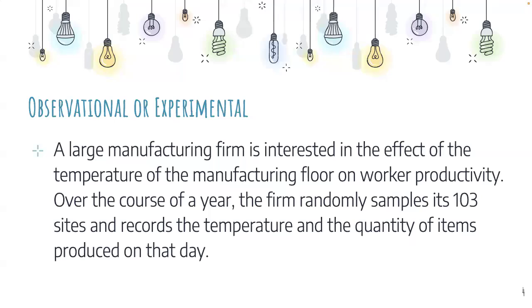They are going to record the temperature on that site, and they are recording the quantity of items that were produced on that day. So now you have to think, are we controlling an aspect of this? Are they controlling the temperature? The answer is no. They're just going in to the site, recording the temperature that is in that particular site, and recording the quantity of items produced on that day. So because there is nothing being controlled, this is an observational study.